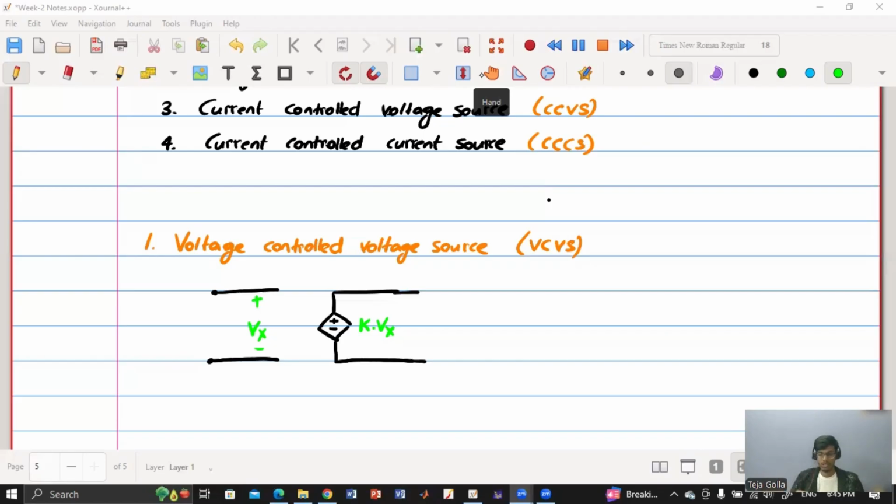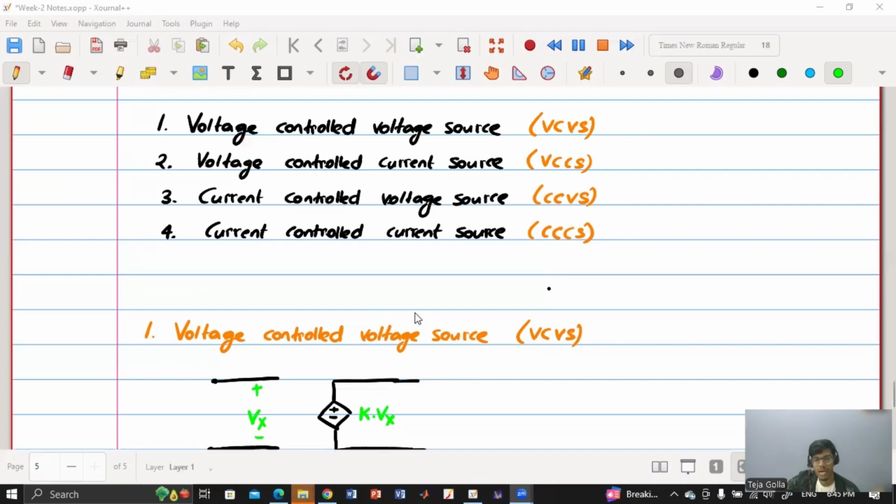But in that amplifier, there is a circuit which amplifies the gain, and MOSFETs are used as an amplifier. And these MOSFETs are voltage controlled current source, which is also one of the dependent sources. And there is current controlled current source which is BJT. So it acts as a current source and that current is dependent on some other current.